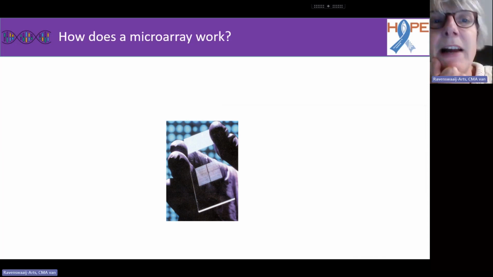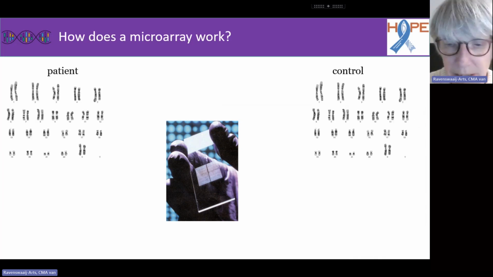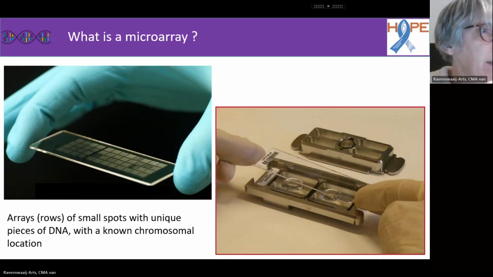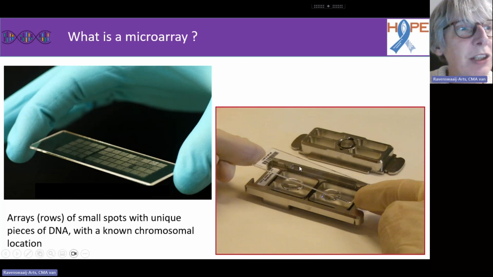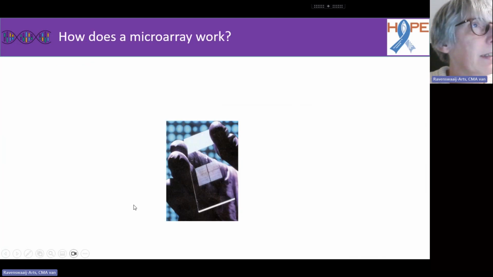So on such an array, there are a few thousand ultra small pieces of chromosome 6. This glass slide can be mounted in a so-called hybridization chamber. That's what you saw on the previous slide. Here, this is the hybridization chamber, and you can put DNA on top of the glass slide in this chamber.